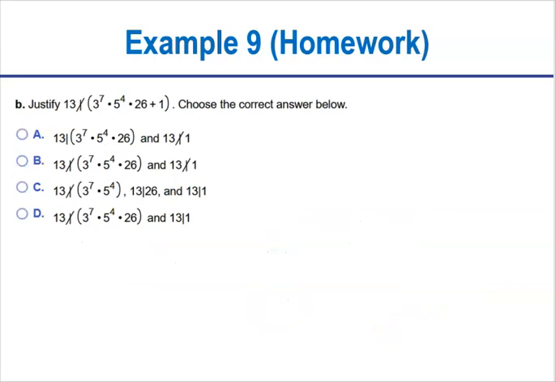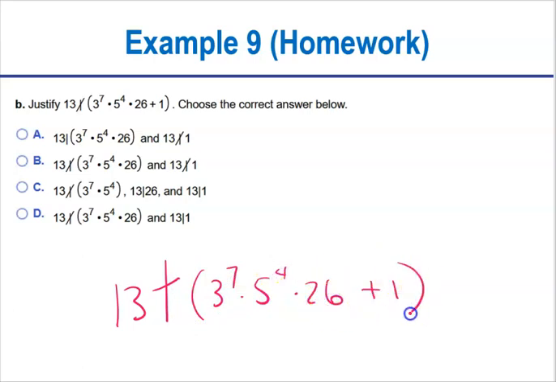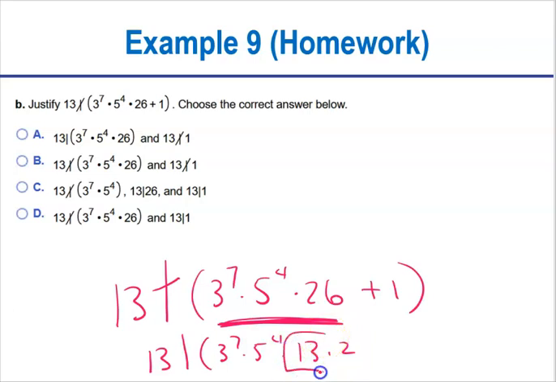All right, so the next problem wants me to justify that 13 does not divide 3 to the 7th times 5 to the 4th times 26 plus 1. Now, how could we do this? Okay. Now, what do you think? 13 does divide this first one. How do I know that? Well, 26 is really 13 times 2, right? So there it is. 13 is a factor of this first one.